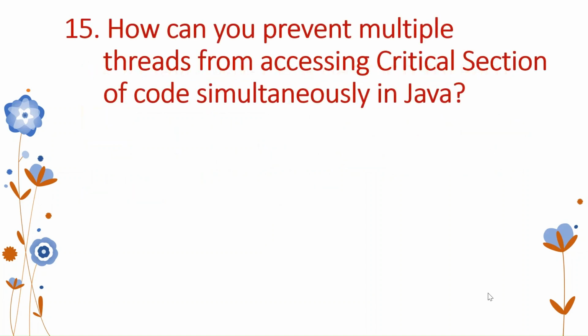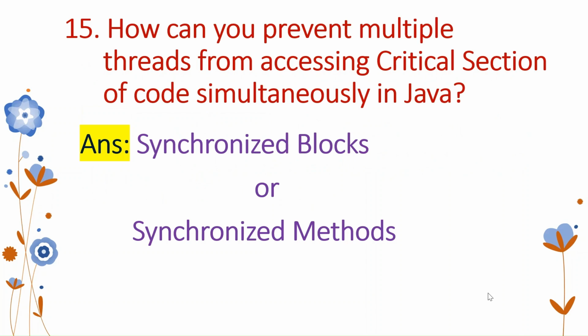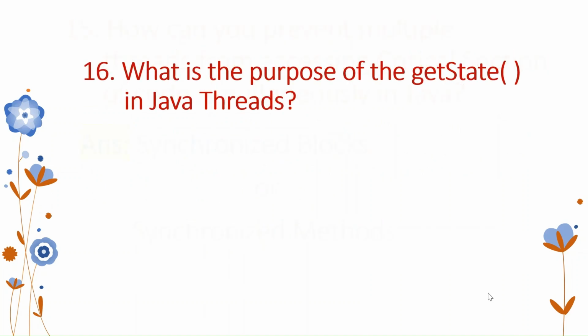How can you prevent multiple threads from accessing a critical section of code simultaneously in Java? By using synchronized blocks or synchronized methods. A critical section is an area where we have the shared resource, and all the threads want to enter into the critical section for accessing the shared resource. But we need to prevent multiple threads from entering the critical section to access the code simultaneously. So in order to prevent that scenario, we can go for synchronized blocks or synchronized methods.